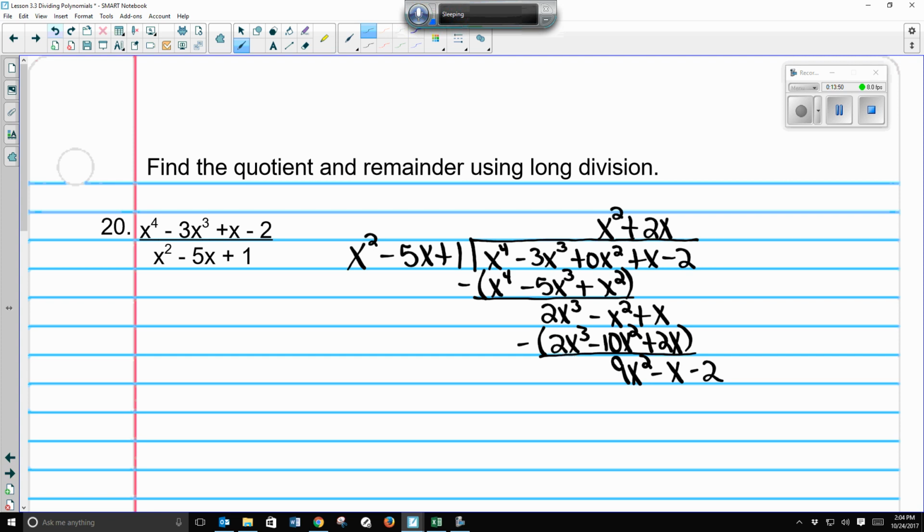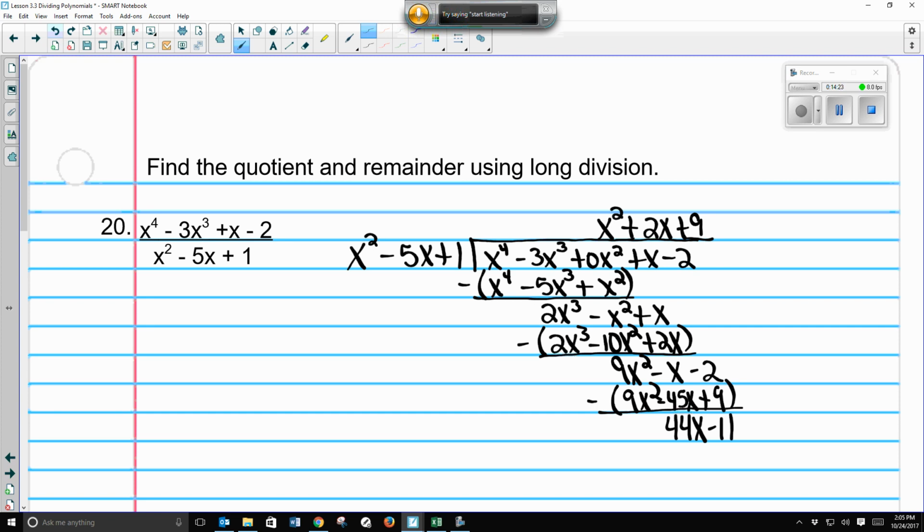And then that goes 9 times. 9x squared minus 45x plus 9. And subtracting all of that. So that would be positive 44x and negative 11. And that is the remainder.